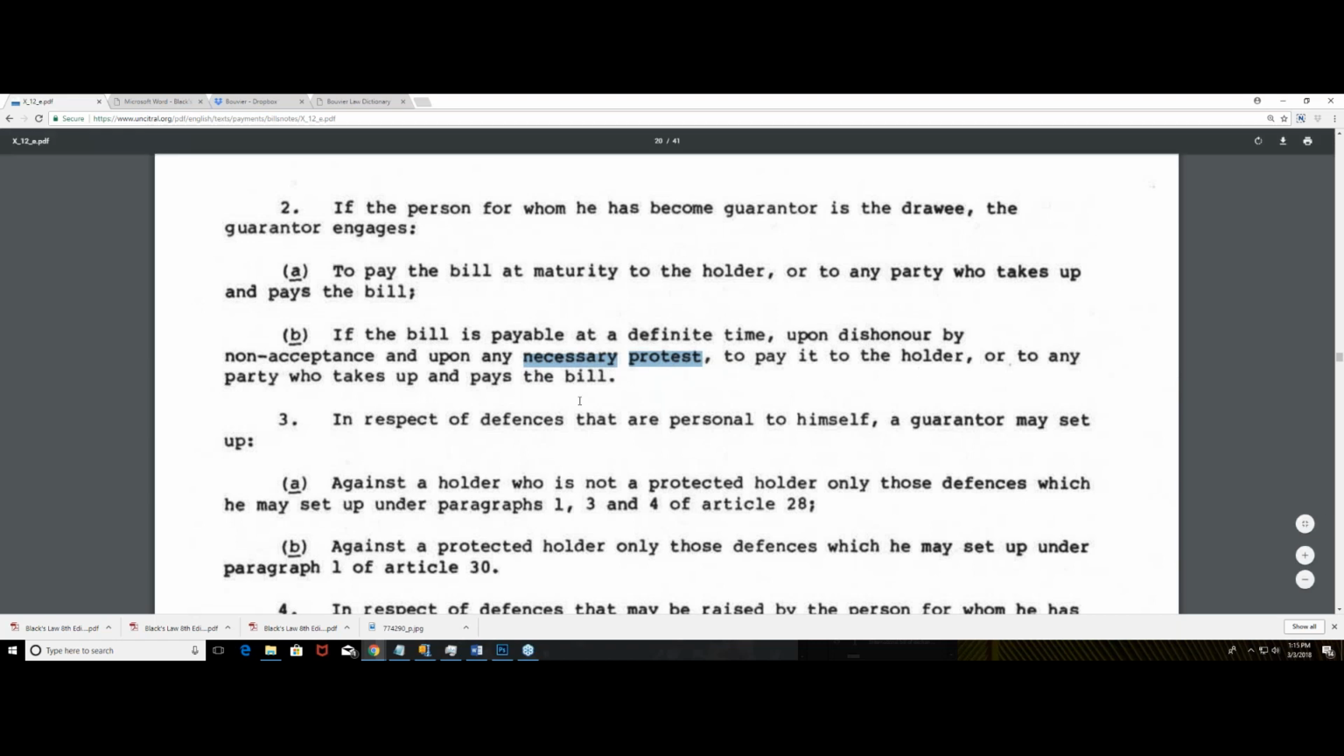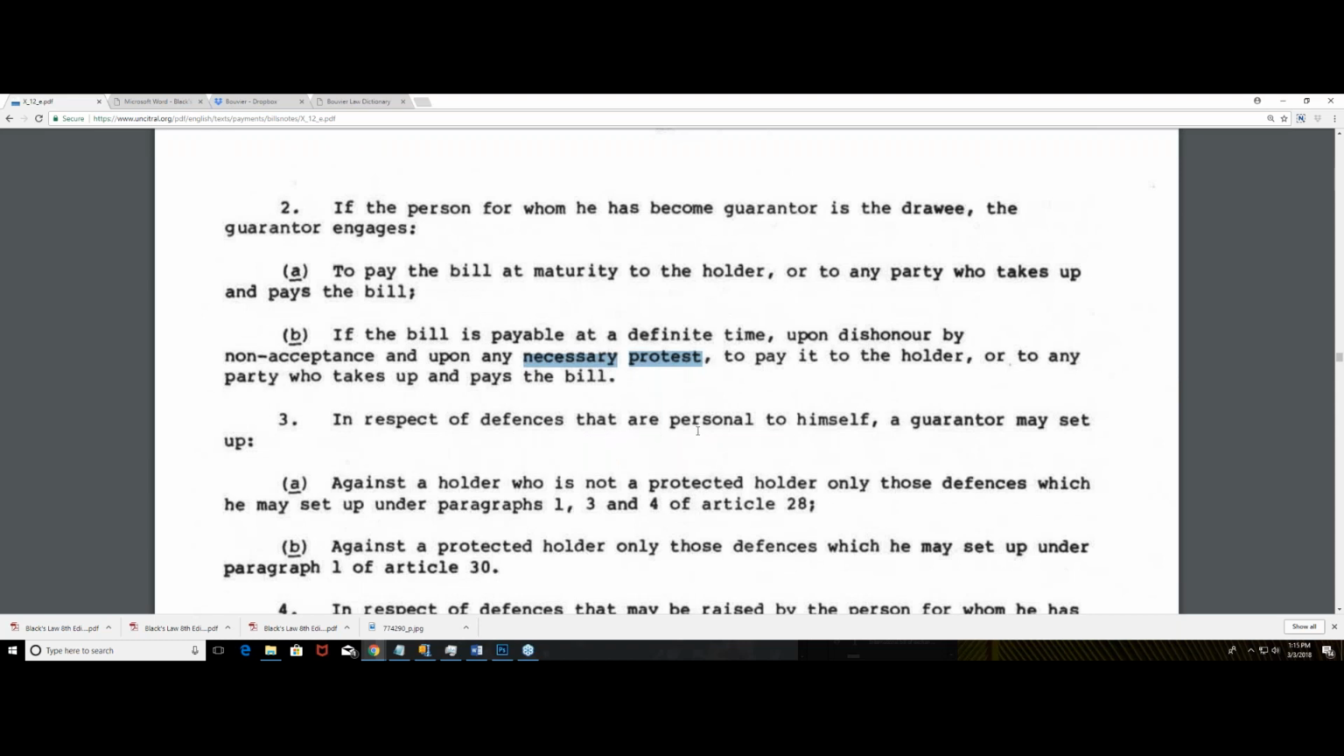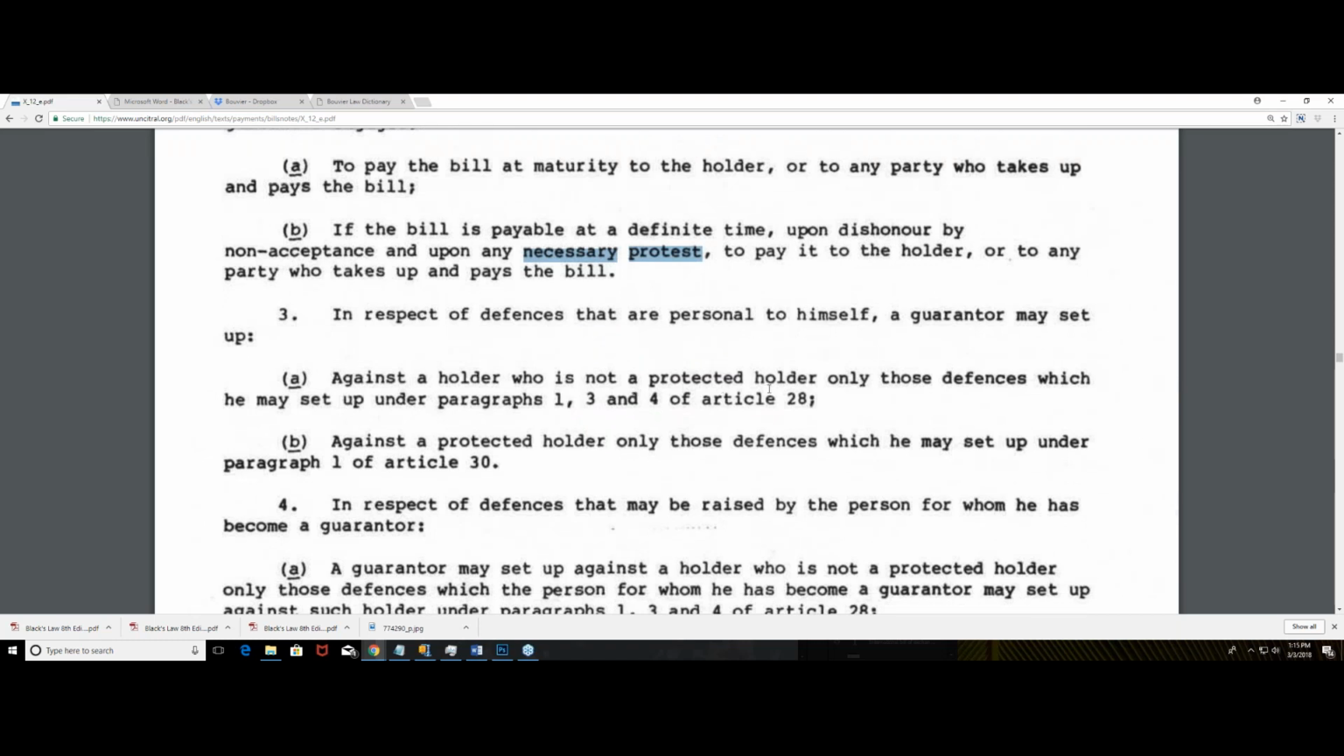B, if the bill is payable at a definite time, upon dishonor by non-acceptance and upon any necessary protest, and protest is when they send you something from a third party, to pay it to the holder or to any party who takes up and pays the bill. Three, in respect of defenses that are personal to himself, a guarantor may set up: A, against a holder who is not a protected holder, only those defenses which he may set up under paragraphs 1, 3, and 4 of Article 28, and we'll read that a little later. B, against a protected holder, only those defenses which he may set up under Articles 1 through 30.